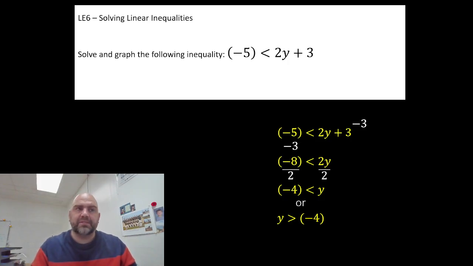Now you'll notice that I flipped the sign when I moved the y over, because the y has to be the bigger piece. So if we're going to switch the sides, we have to flip the sign.